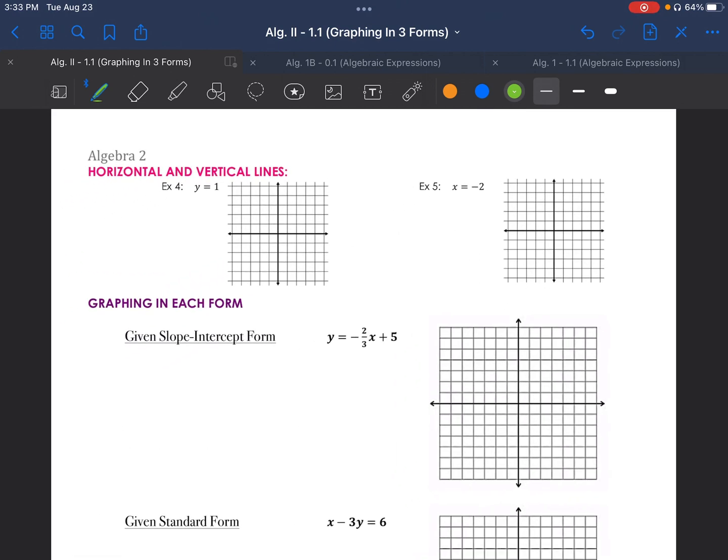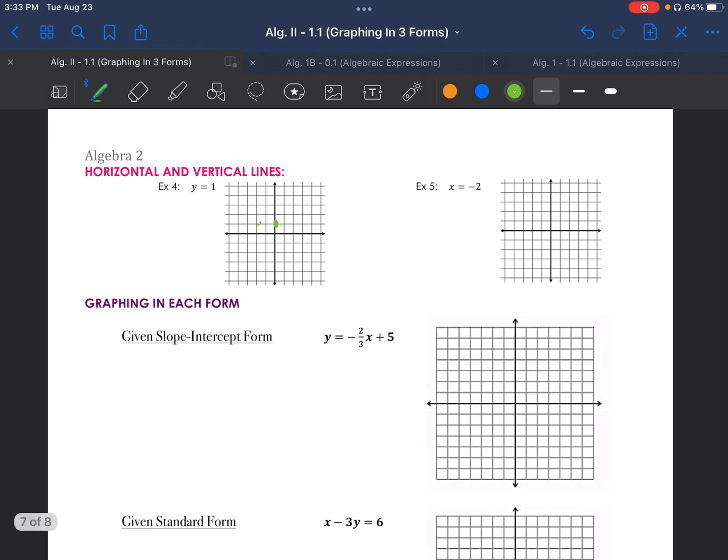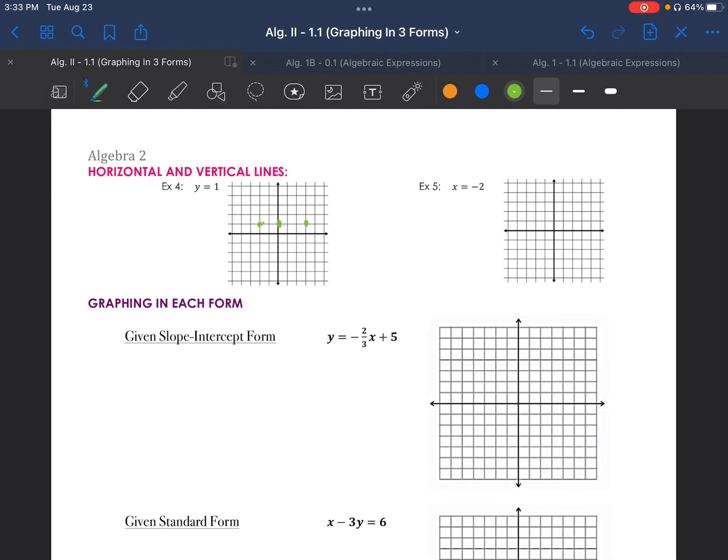On to the next page. Let's talk about horizontal and vertical lines. So y equals 1. That's going to be a horizontal line. Think of saying, hey, where is y 1? y is 1 there. It's 1 there. It's 1 there. The y value is 1 everywhere. So it's all the way across.